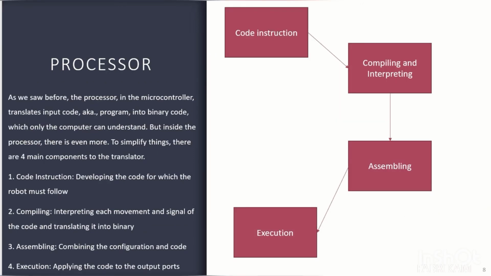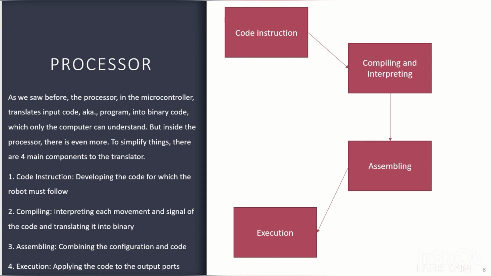So now let's talk about one of the main things in the microcontroller, which, as I was talking about in the previous video, is the processor, which translates input code, aka program, into binary code, which only the computer can understand. But inside the processor, there's even more. To simplify things, there are four main components to the translator. Translator, processor, I'm just mix and matching these terms. So first of all is the code instruction, which is developing the code which the robot must follow. So you must type in the code.